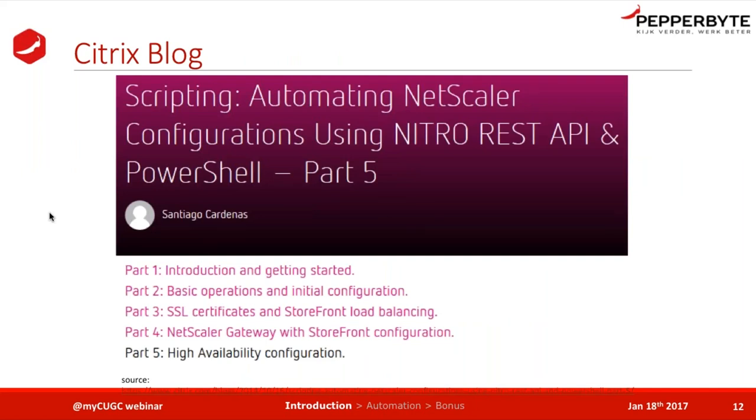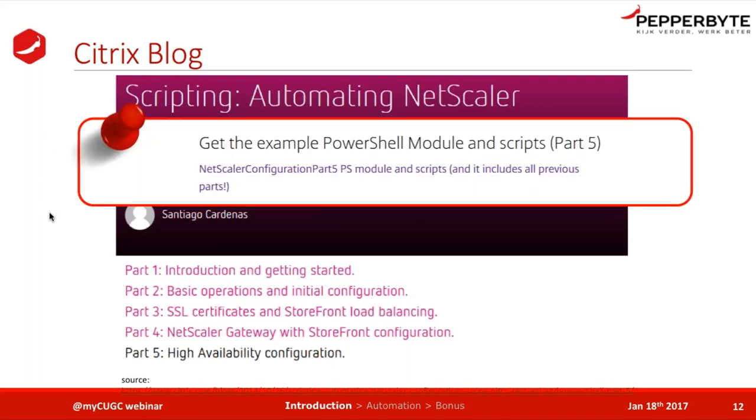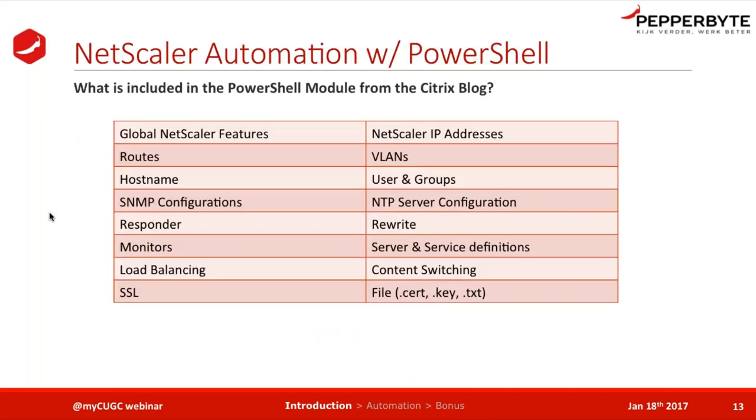And there is another useful article out there, because on the Citrix blogs, there's also a 5-part series on how to automate NetScaler configurations with PowerShell and NITRO. And that basically is what got me started with designing these whole scripts. Because if you skip to the last part, it will also provide you with a download link to a NetScaler PowerShell module that you can use to easily automate your configurations.